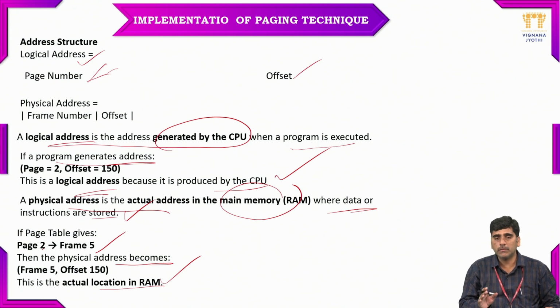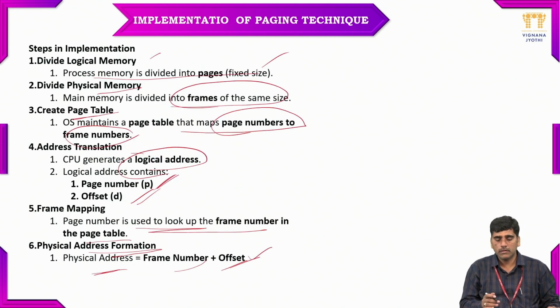We have to map the paging table. That is why we have seen the steps, each and every step, where the process address is divided into pages, and frame memory is divided into frames. After that, the page table is created. We have to create the page table, which contains both page numbers and frame numbers.